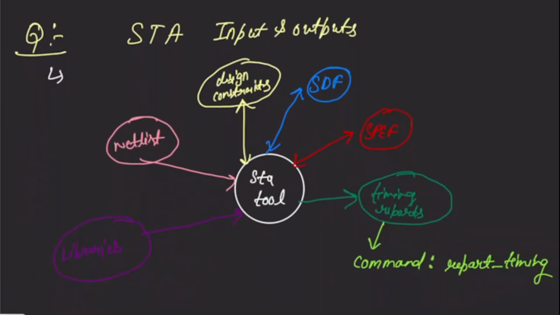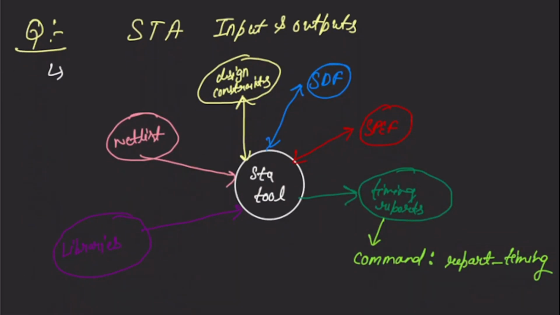So next question is, what are the STA inputs and outputs? In the STA tool, what do we give as input and what do we get as output? We give the netlist as input to the STA tool, the library .lib file, design constraints, SDF, SPEF file, parasitic data, and we get timing reports. We get the timing report using report_timing in the ICC or PT shell. These are the basic input and output requirements for the STA tools.